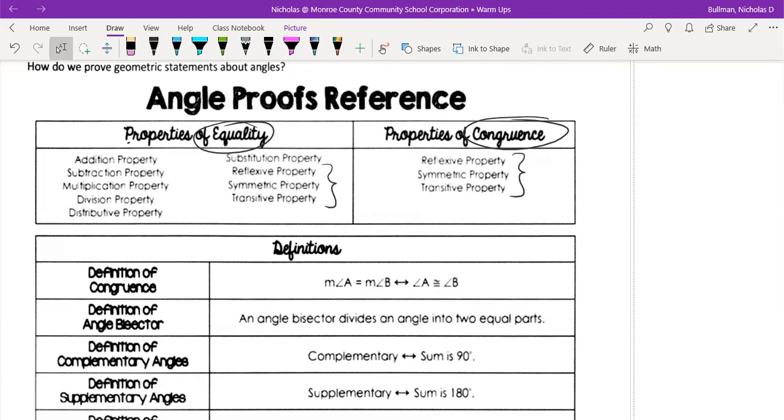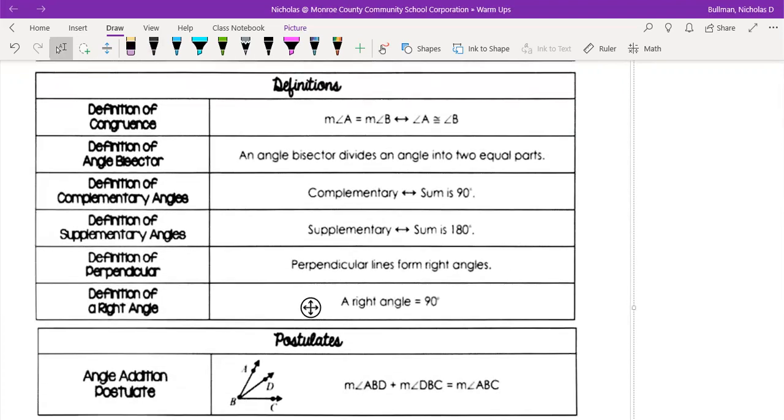All right, some new ones though that we need to look at are your definition of congruence. For the first one, notice the double arrows, we can go back or forth. If we change an equation from an equal sign to a congruence, or from a congruence to an equal sign, we want to use our definition of congruence. Definition of an angle bisector. Remember, an angle bisector divides an angle into two equal parts. So if I know something's an angle bisector, I should be able to say these two things are equal to each other.